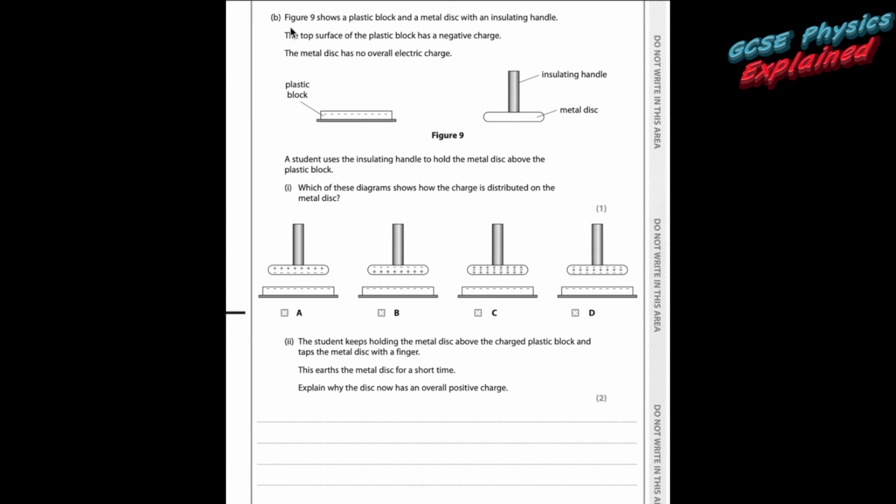Question B. Figure 9 shows a plastic block and a metal disc with an insulating handle. The top surface of the plastic block has a negative charge. The metal disc has no overall electric charge. A student uses the insulating handle to hold the metal disc above the plastic block. Which of these diagrams shows how the charge is distributed on the metal disc?